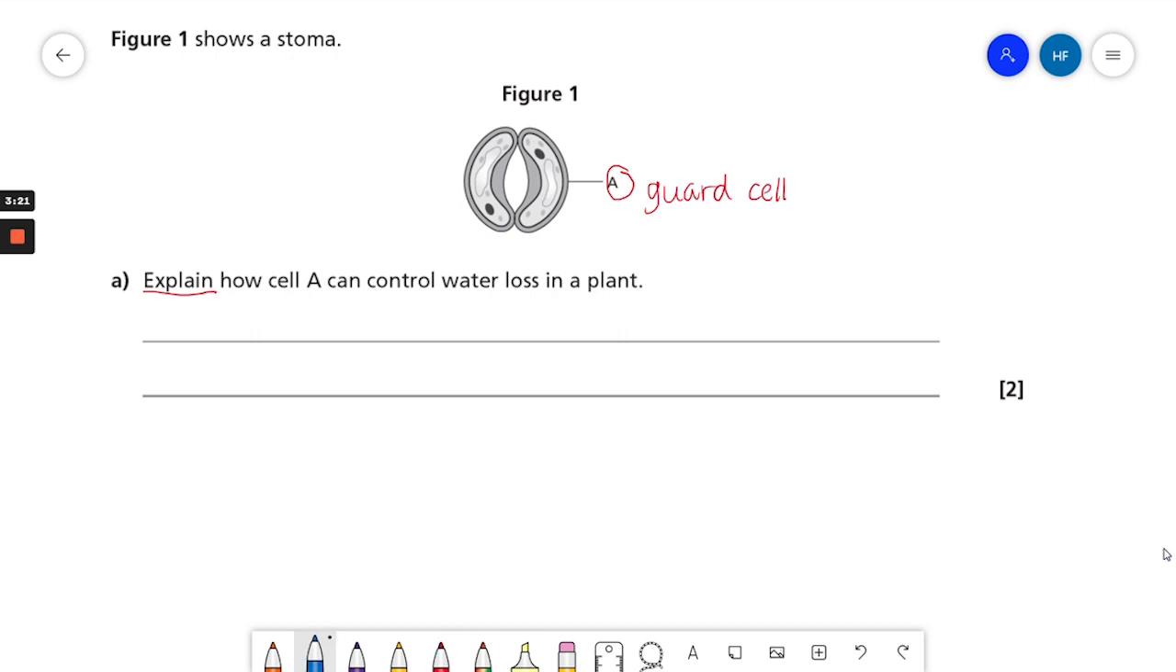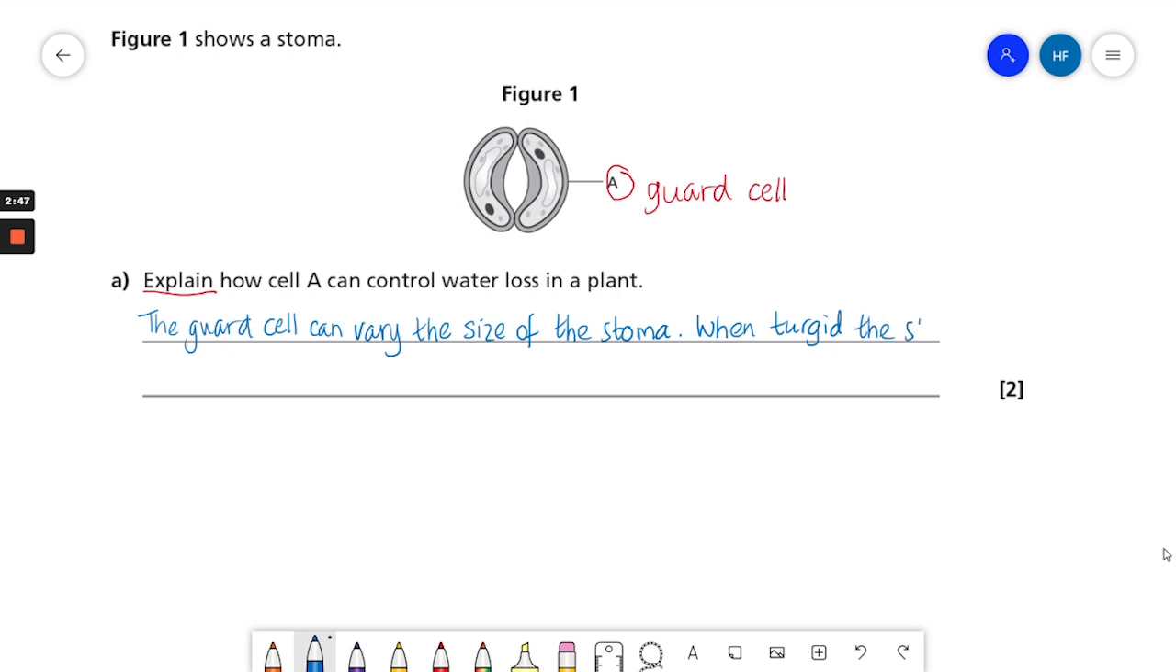So we can write the guard cell can vary the size of the stoma. So that's the opening. We're using correct terminology here. I'm going to put when turgid. Again, that's that proper term, turgid or full or fully swollen.